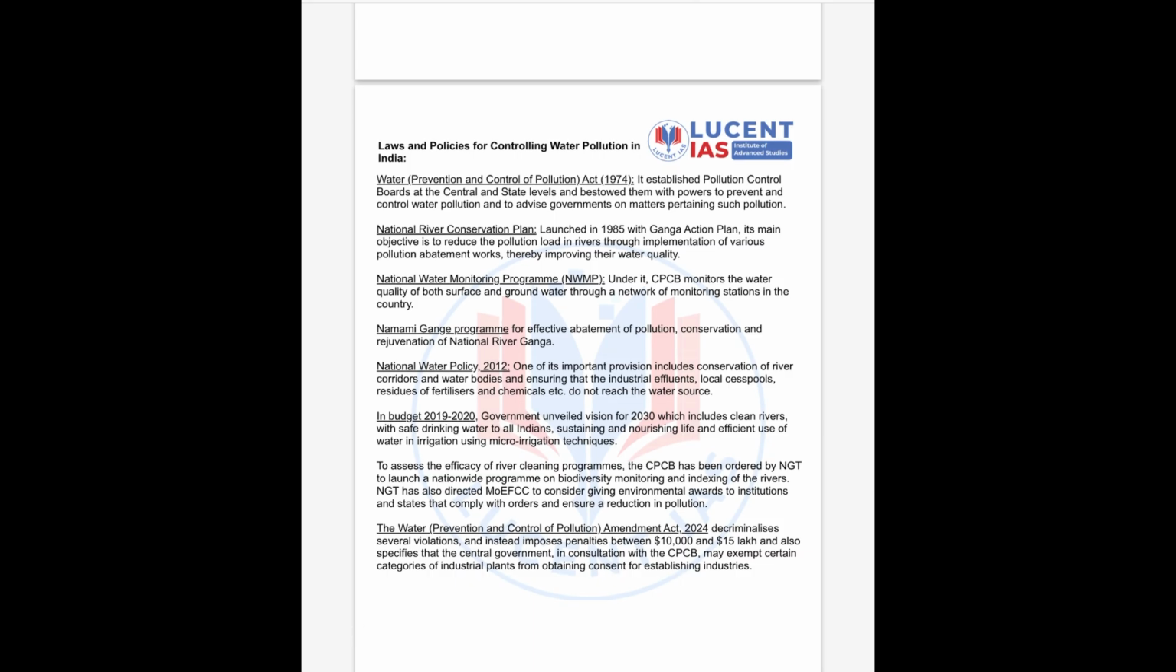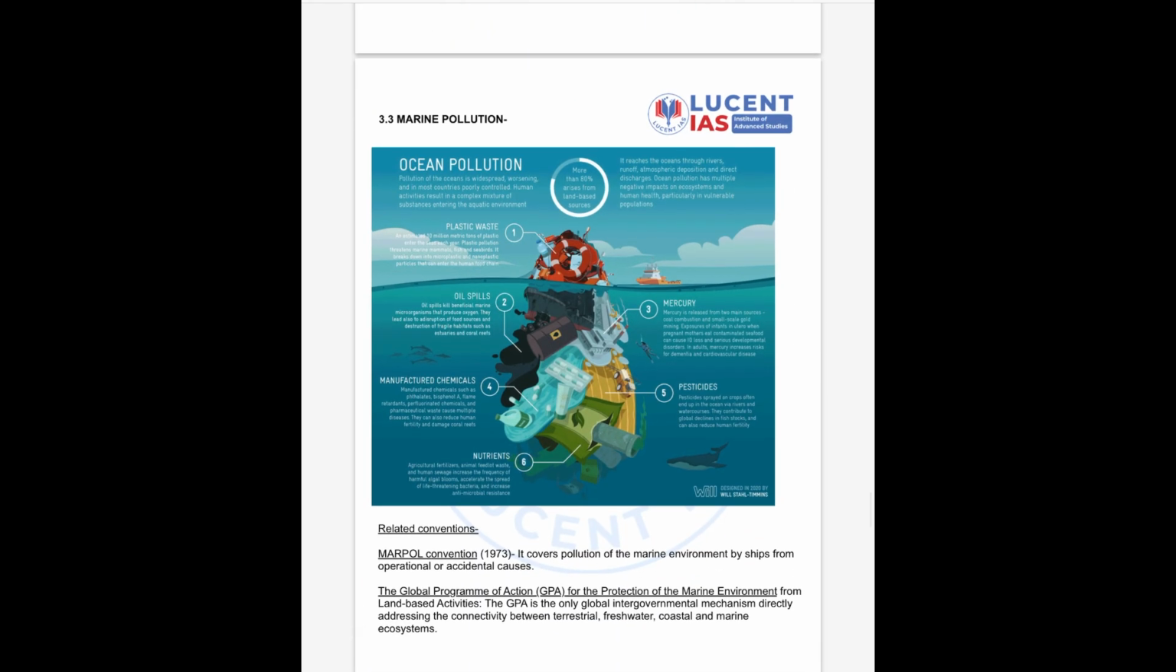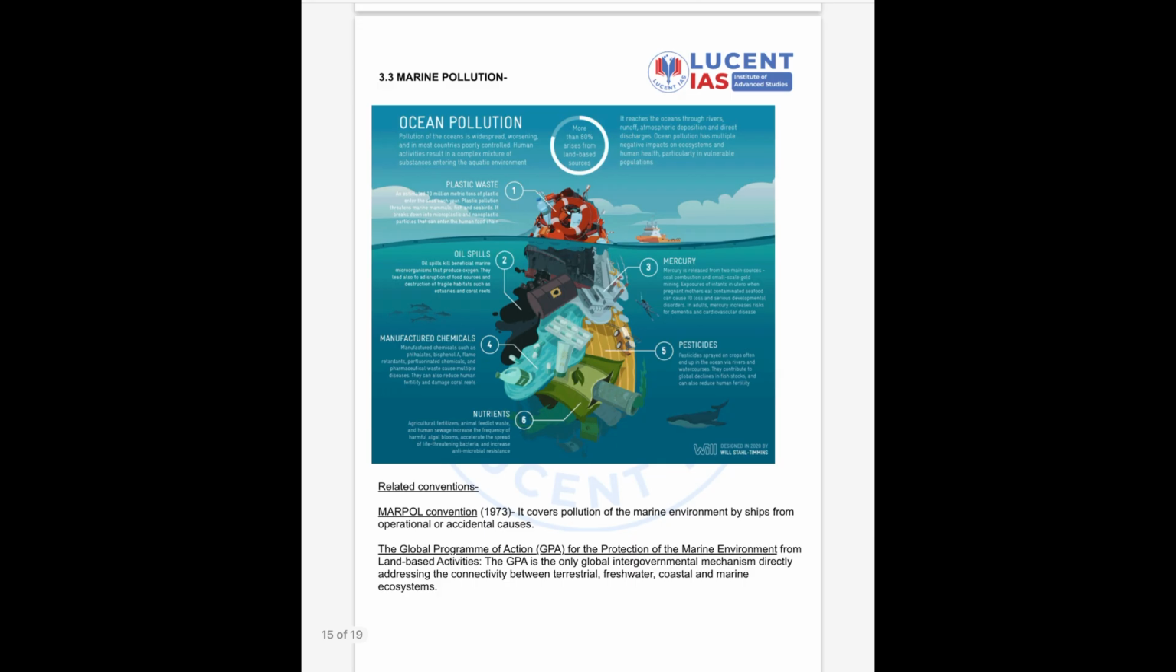So what are the laws and policies controlling water pollution? One is the Water Prevention and Control of Pollution Act 1974, National River Conservation Plan, National Water Monitoring Program, Namami Gange Program, National Water Policy. Then some things are written in the budget 2019-20. Then the Water Prevention and Control of Pollution Amendment Act 2024. Clear? These are the laws and policies controlling water pollution. Next up we have marine pollution. In marine pollution, two things are very important. One is the MARPOL Convention, a convention covering marine pollution, and one is the Global Program of Action for Protection of Marine Environment. Clear? Remember this too.